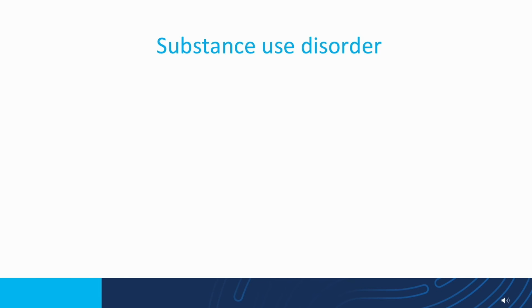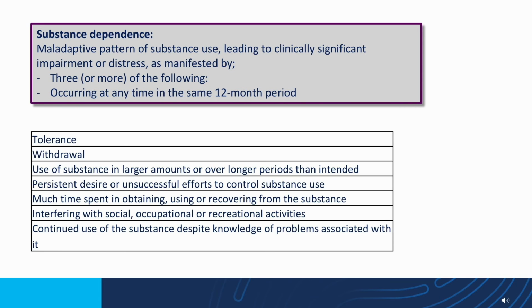Substance use disorder, or substance dependence, is a maladaptive pattern of substance use leading to clinically significant impairment or distress, lasting about 12 months or over a 12-month period, with 3 of the following: tolerance, withdrawal, using larger amounts over longer periods, and a desire or unsuccessful efforts to control their substance use.